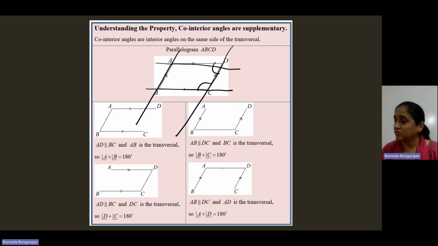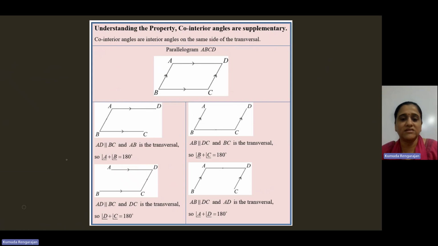We say the property is that co-interior angles are supplementary. But in a parallelogram, there are also adjacent angles. Which are the opposite angles in the parallelogram? Angle A and angle C are opposite angles. Angle B and angle D are opposite angles. Adjacent angles are angle A and B, B and C, C and D, and B and A. We're talking about a pair of angles that are just next to one another.